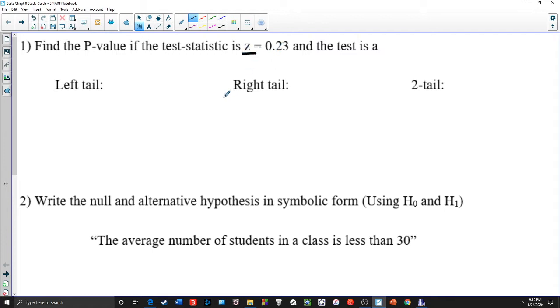So we're going to be using our z-table. And it also says that the test is left, right, and two-tailed. So we need three values here. So a left tail test for z-score is pretty easy. All you do is you go up to your table, you find this z-score on the side and on the top, and figure out where the lines cross.